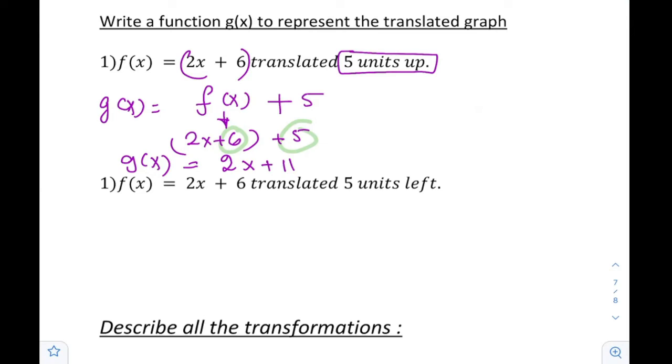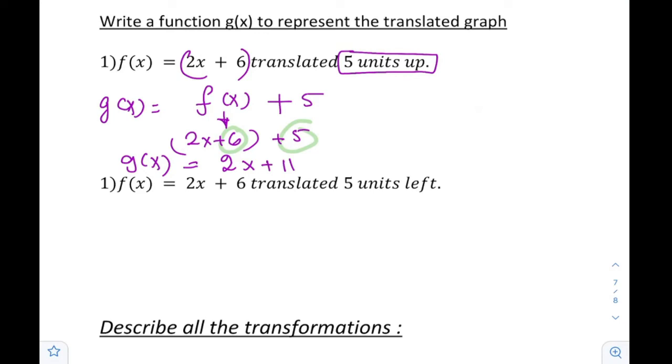Now the bracket here will not affect because it's not multiplied, it's not reversed, it's not divided by anything. So you will behave with it as if there is no bracket. If we put f of x, we add the 5 outside because it moves vertically upward, and therefore it will not affect what is inside the bracket.